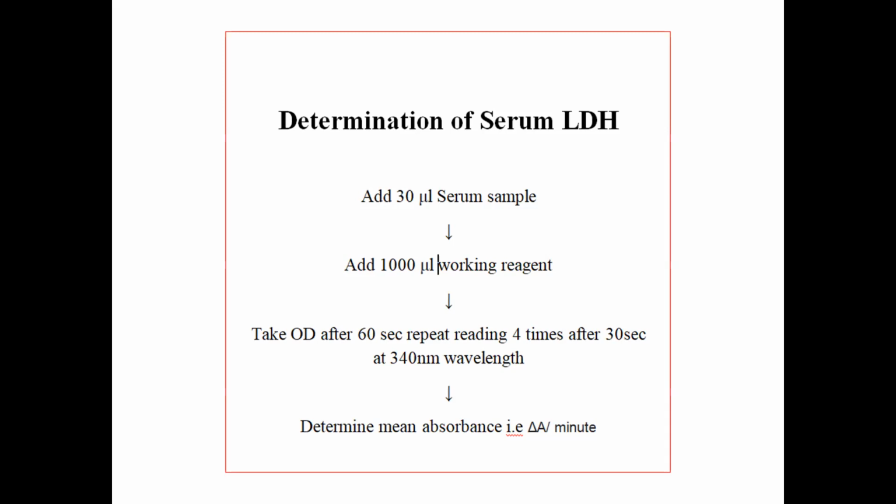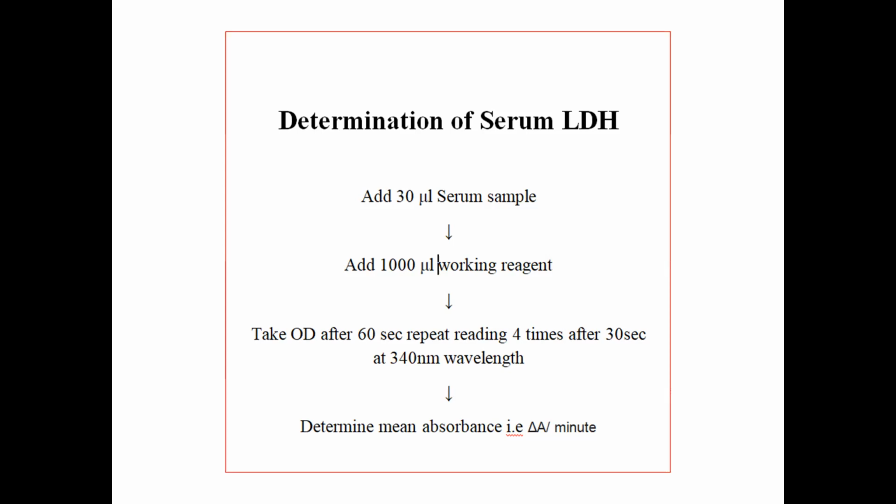In that, you will be taking 30 microliter of the serum sample. Now see, the micropipette will be there. Please note it. You will be taking 30 microliter only. There is a vast difference between microliter and milliliter. So don't do this thing. Don't waste the chemical. 30 microliter serum sample you will be taking.